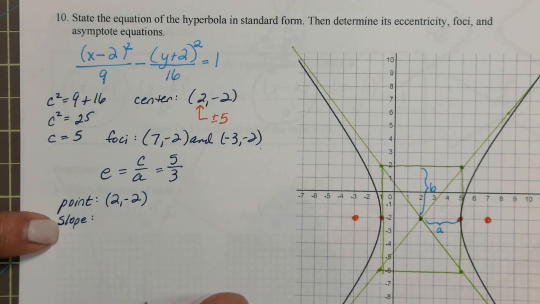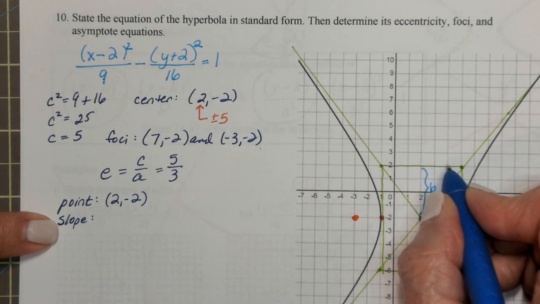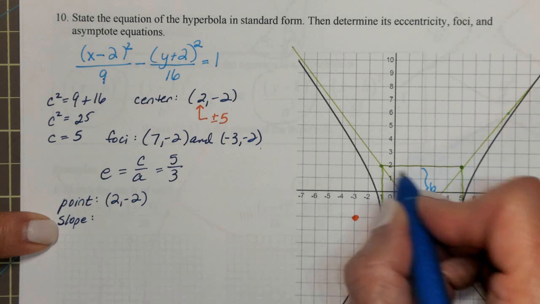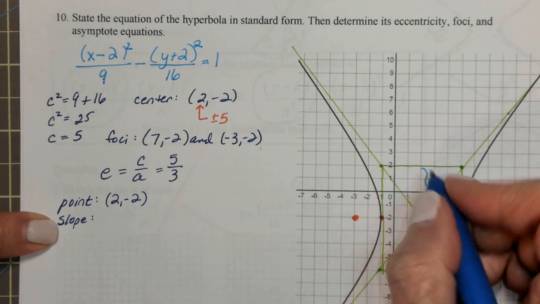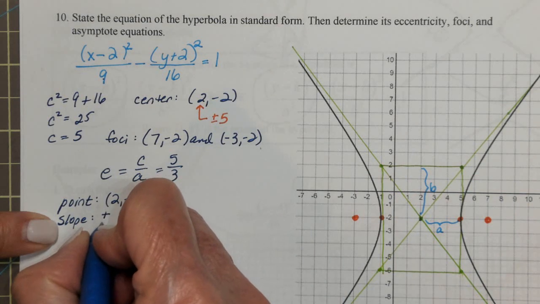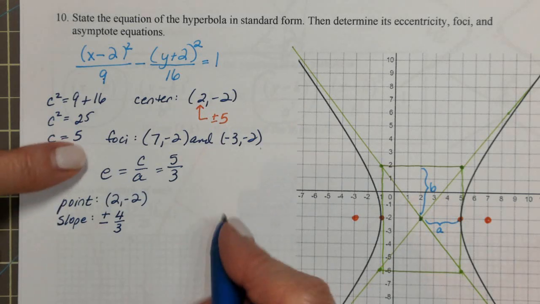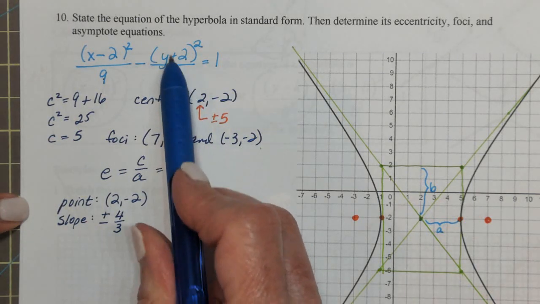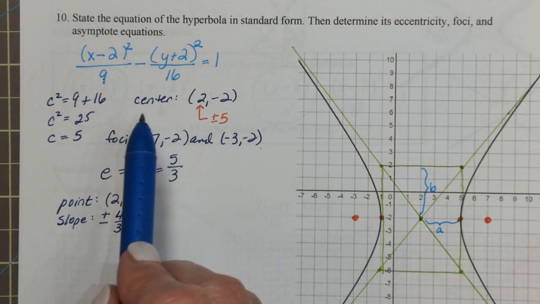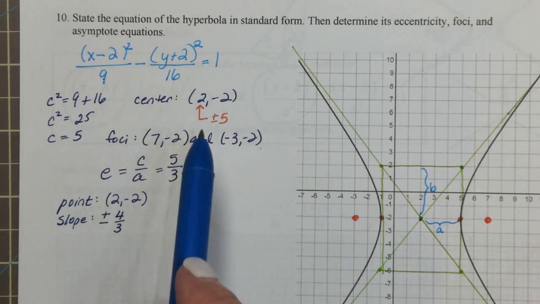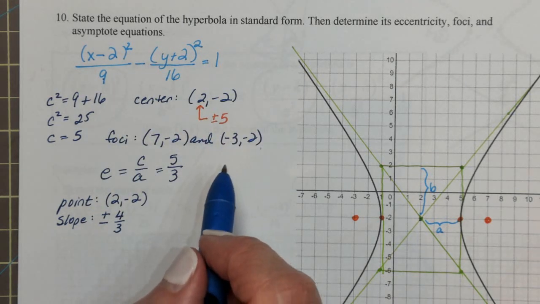The slope. How do you get the slope? The slope of this line is up 4 over 3 or down 4 over 3. The slope is positive and negative 4 over 3. Notice that that is the square root of the y denominator divided by the square root of what's underneath the x's. Okay? It will be that all the time.